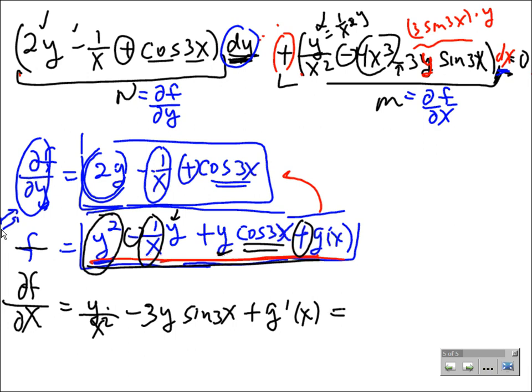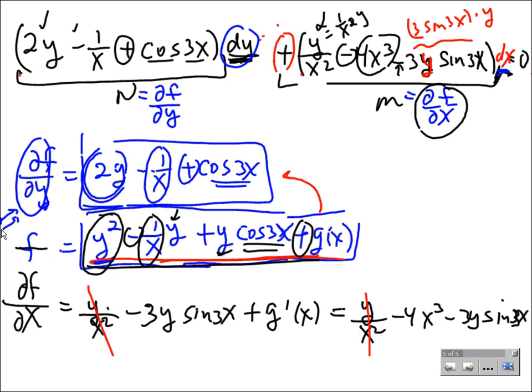That's on one hand. On the other hand, we are given partial f partial x. It is y over x squared minus 4x cubed minus 3y sine 3x. And if we do this right, lots of things are going to cancel. Definitely things that have y's in it. Like y squared over 2 cancels, minus 3y sine 3x, they cancel, and what's left should just be functions of x.